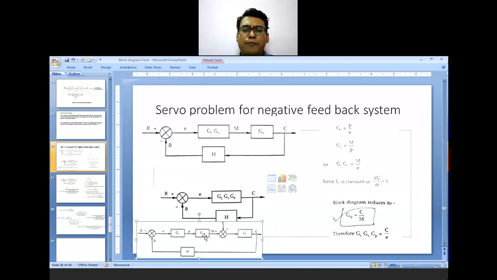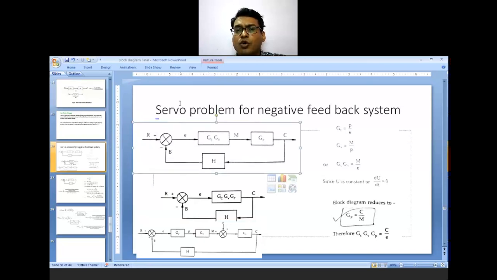So Gc and Gv are combined to give M and E output variable by simply P, which is equal to Gc into E, M which is equal to Gv into P. Then this is the first reduction of this block diagram. Then second, this can be written as Gc equal to P upon E. Then Gv is equal to M upon P. And so Gc into Gv is equal to M upon E. Then at this point, the load variable U is remaining constant, so the change dU upon dt is 0.